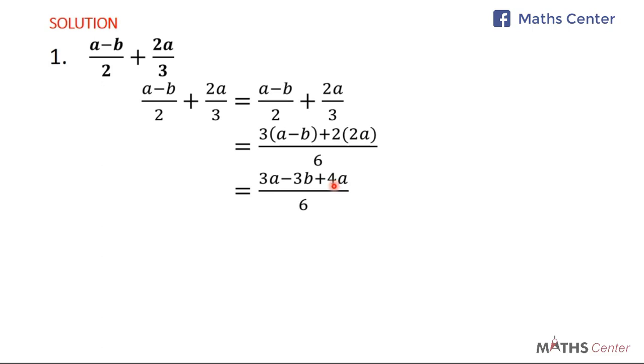You group like terms and you do the addition. Since 3a and 4a are like terms, we have 3a plus 4a minus 3b all over 6. You know that 3a plus 4a will give us 7a minus 3b all over 6. So since this is the simplest form, we end here, and this is our final answer.